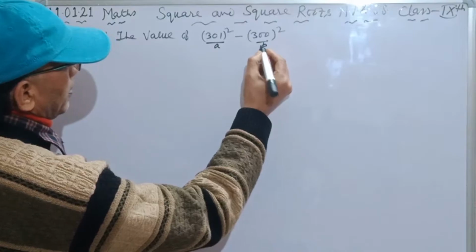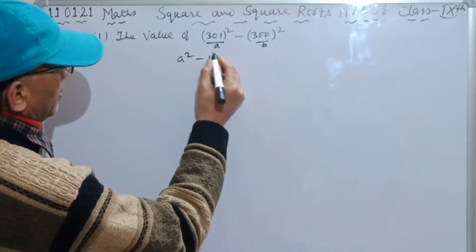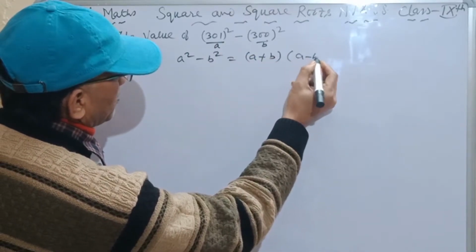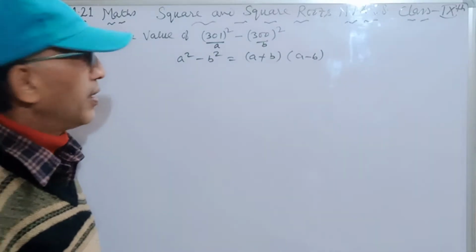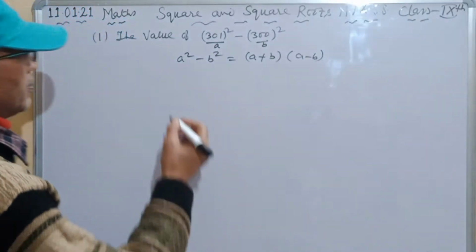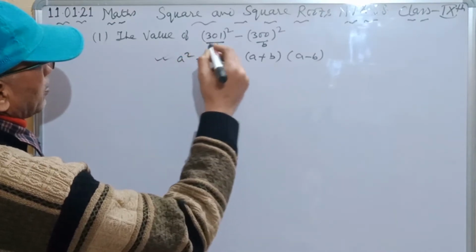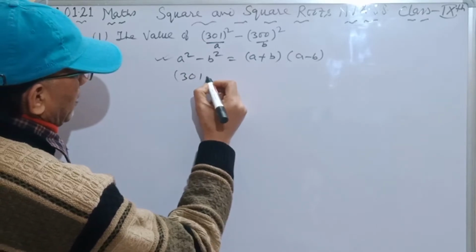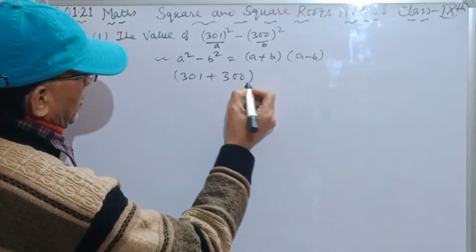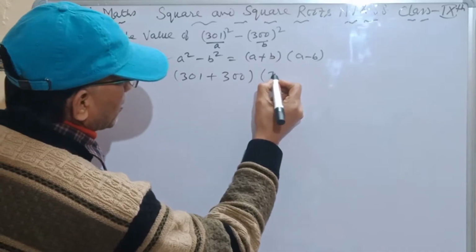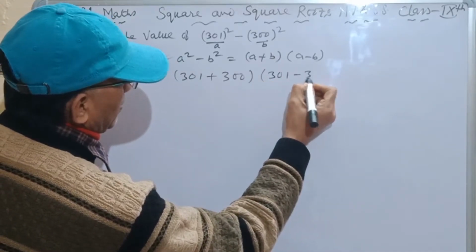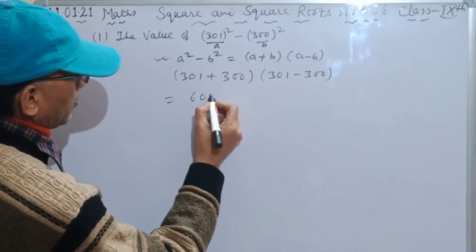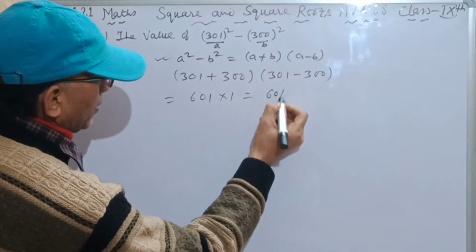Let us assume this as a and this as b. Then a square minus b square equals a plus b into a minus b. This is the formula, and you have to learn this. With this formula you will solve a plus b, that means, and a minus b, that means, and what you get is 601 into 1, that means 601.